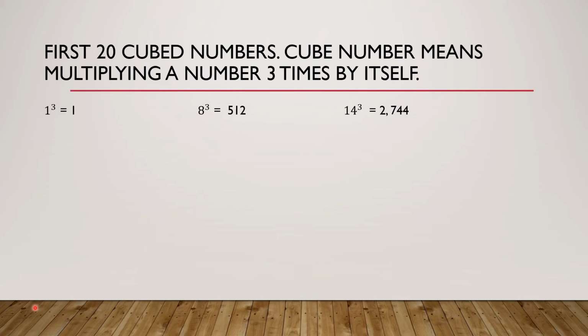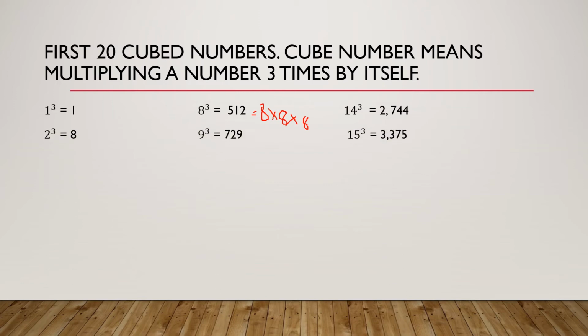While 8 cube equals 512. Why? That means 8 times 8 times 8. 8 times 8, 64. 64 times 8 is 512. Okay, ganun din dito. 14 cube is equals 2,744.